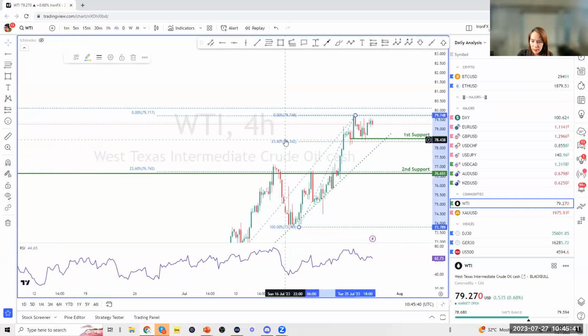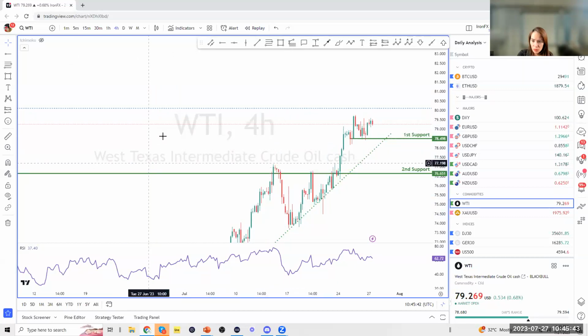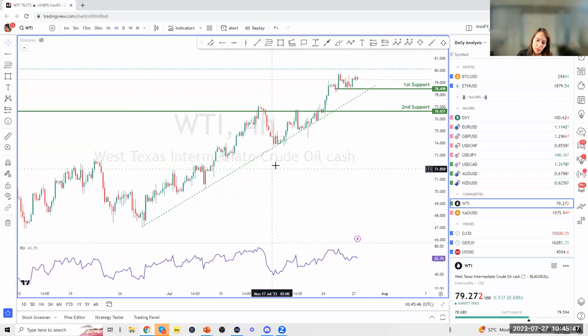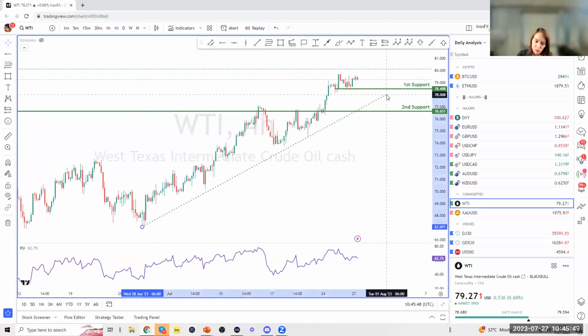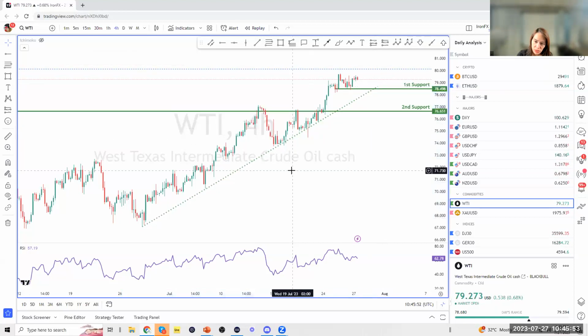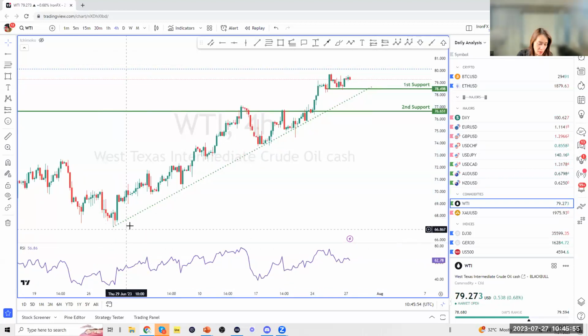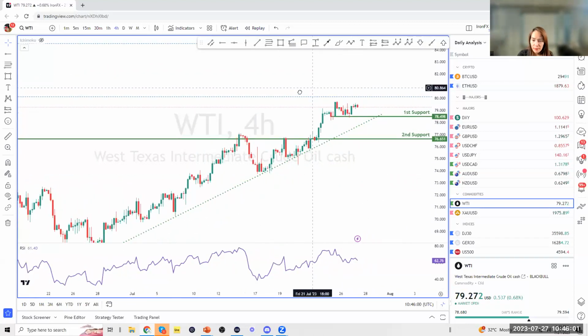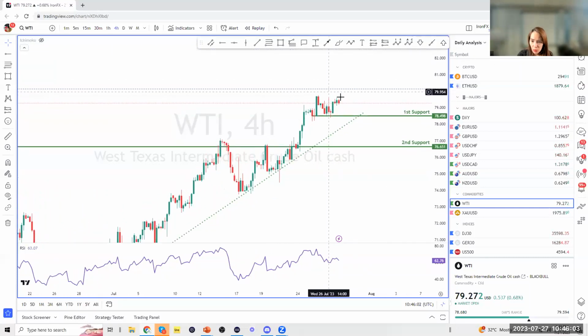Okay, let me just remove everything. You can see that price is on an ascending trend line. If you don't use trend lines, please go and use them. This is quite a strong trend line. Like 1, 2 touches, 1, 2, 3, 4, 5, 6, 7. Okay, and then price makes a lower high. Like you need a high and a lower high.